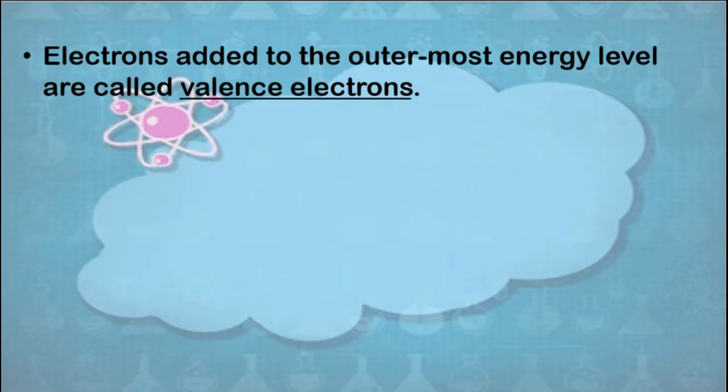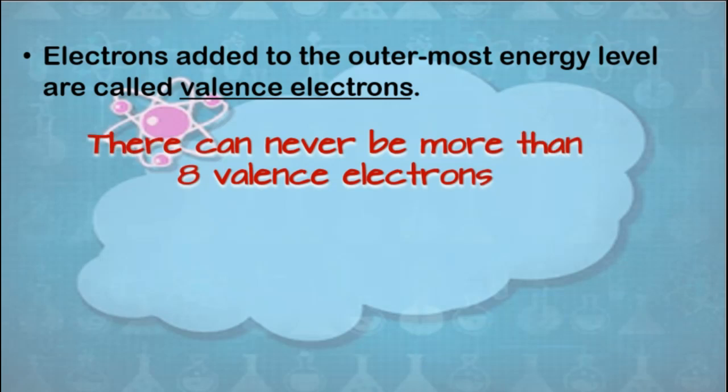Okay, I know you guys again know this. But I'm going to ask the question anyway. You know, what do we call these guys in the outermost level? They're known as valence electrons. Please also know you cannot have more than 8 valence electrons.